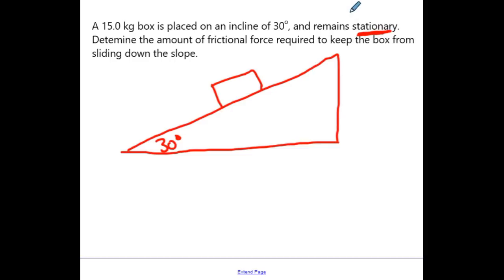You know, that's a really big hint here, because it means that your F net must be 0. For it to remain stationary, whatever frictional force we have right here, that's keeping it from sliding down the hill, must be the same as whatever would cause it to go downhill. But then the question is, what would cause it to go downhill?